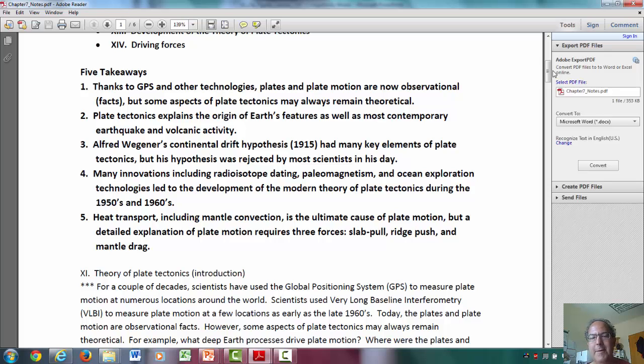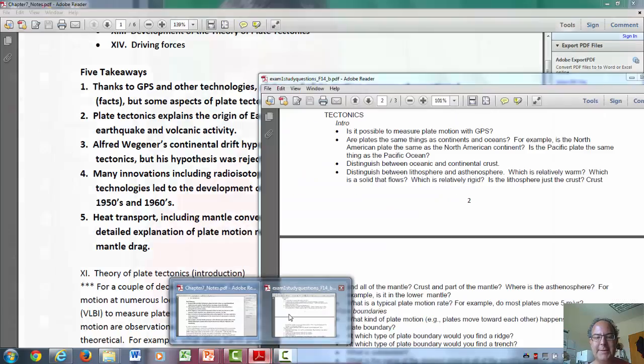Heat transport, including most especially mantle convection, is ultimately behind the movement of the outer part of the Earth. And then in detail there are three forces: slab pull, ridge push, and mantle drag. Okay, let's check out these study questions.